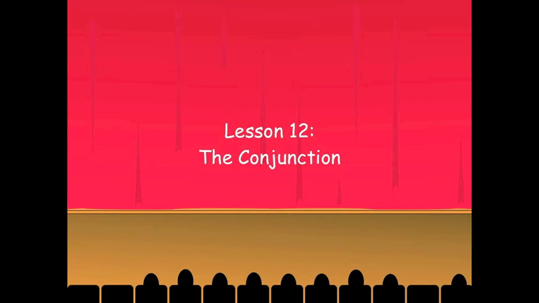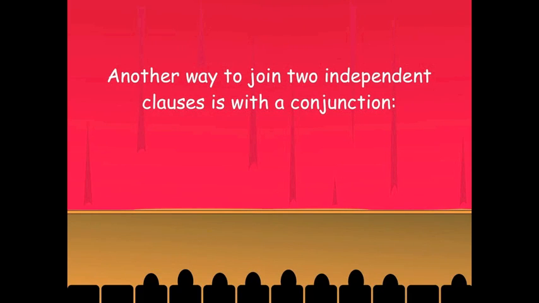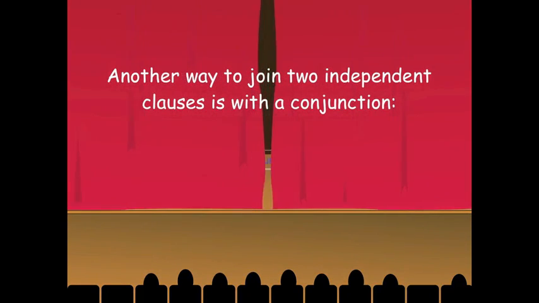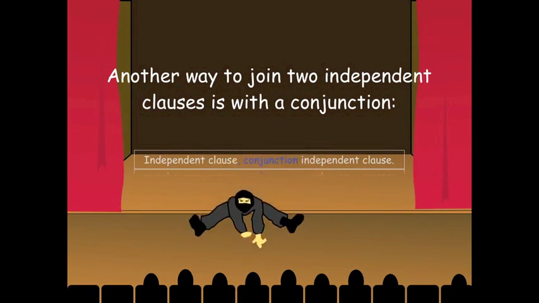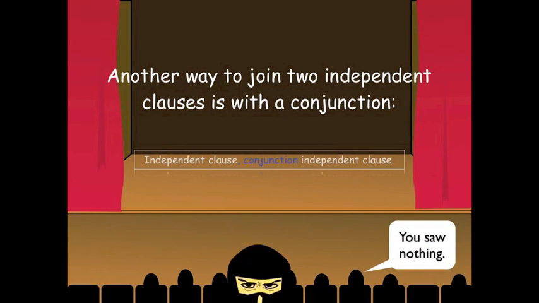Today we're going to talk about conjunctions. When you have two closely related independent clauses, you can join them with a semicolon, some kind of transitional device, or a comma and a conjunction.